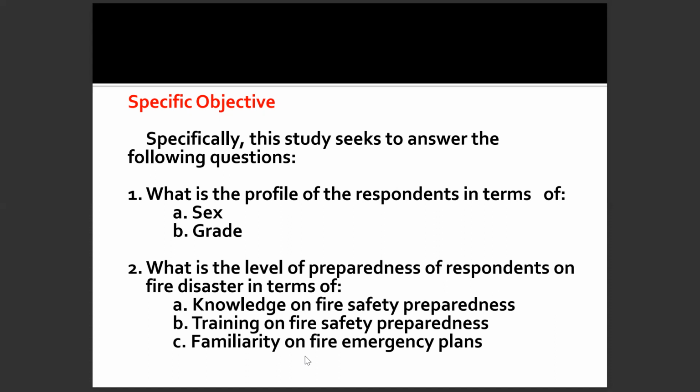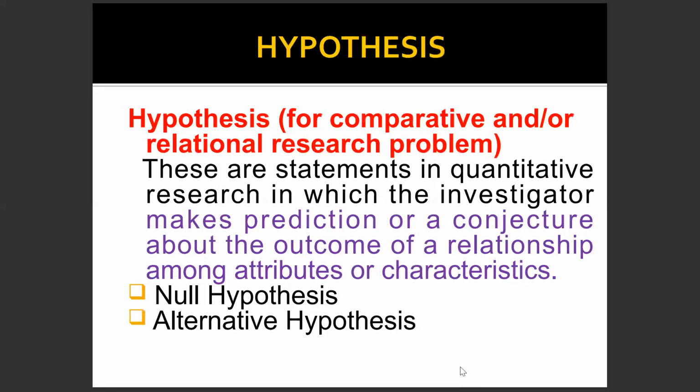Number two, what is the level of preparedness of respondents on fire disaster in terms of A, knowledge on fire safety preparedness, B, training on fire safety preparedness, and C, familiarity with fire emergency plans? As you can see, these are our indicators that we tend to address in this particular issue on the level of preparedness in terms of fire safety.